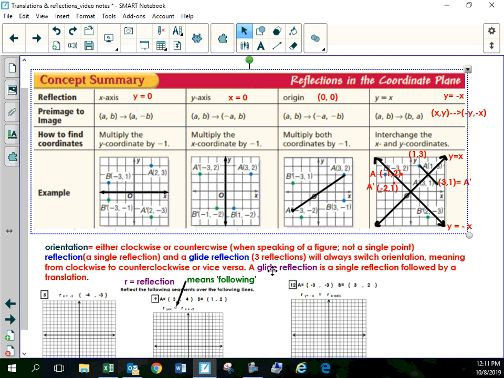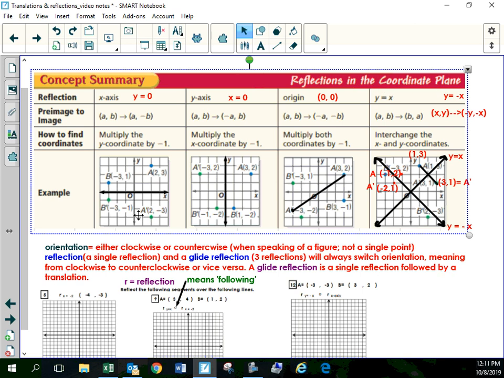I define what a glide reflection is here for you, which again we're going to talk about next class. So just write it down. Then we'll look at the figure. A glide reflection is a single reflection doing one of these, followed by a translation.